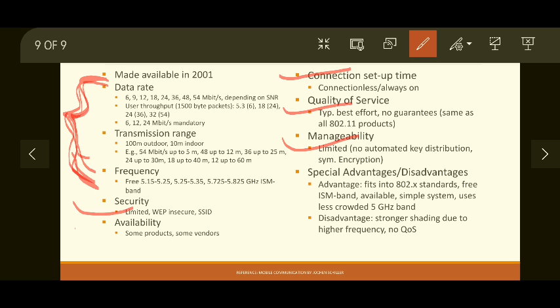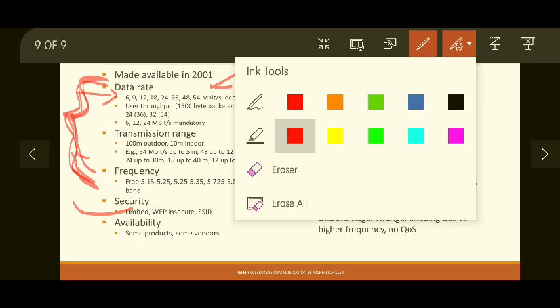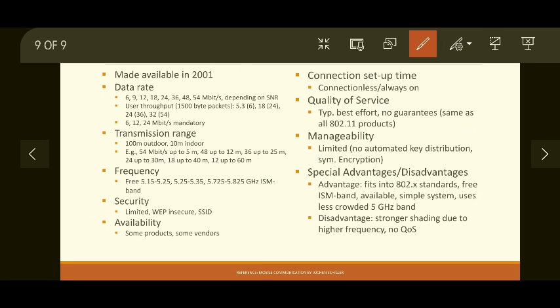So what are the data rates? From 6 Mbps to 54 Mbps, that is much higher. The maximum user data rate achieved in 802.11b was 6 Mbps. Now 802.11a starts with 6 Mbps. So we can imagine how much higher the data rate is. Up to 54 Mbps data rate was supported.